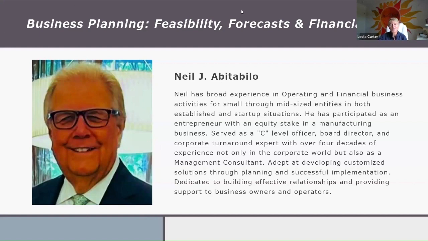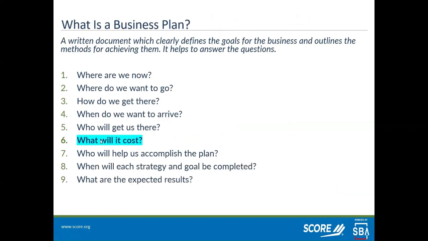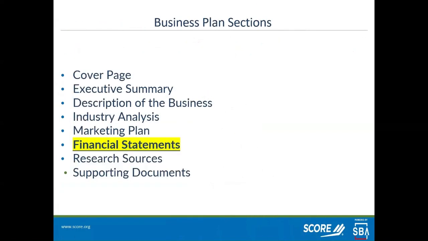So a big part of what we want to try to cover on an overview basis is to think about what the business is going to cost when you start it, or perhaps on an ongoing basis as well. Then, who will help us accomplish the plan? And then how do we measure results?